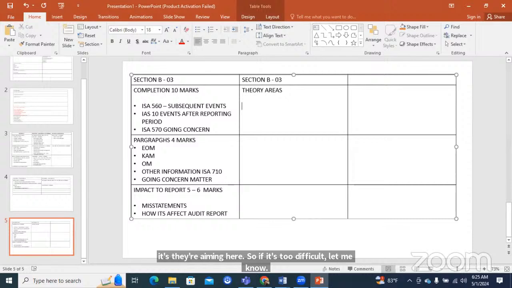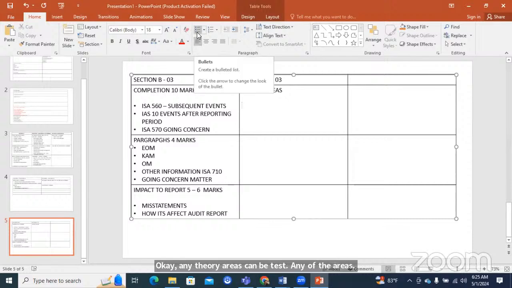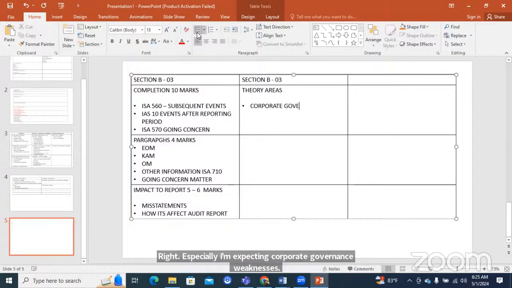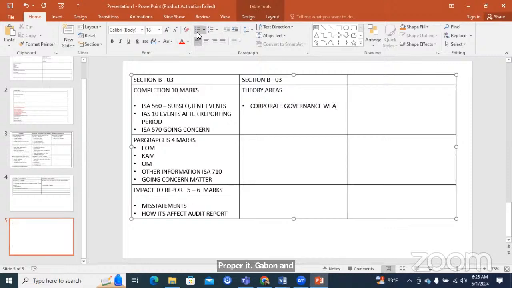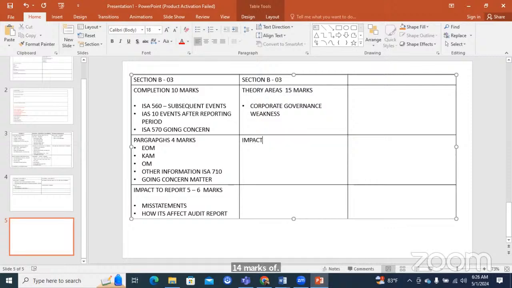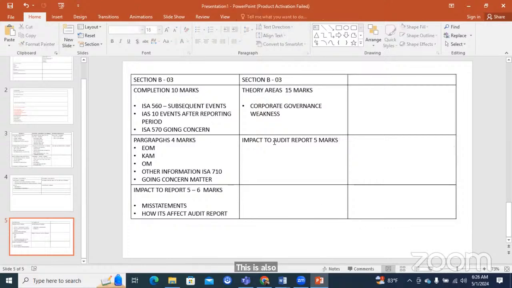Any theory areas can be tested. Especially, I'm expecting corporate governance weaknesses. That is possible. For how many marks? Maybe 14 or 15 marks. Plus, the next one is impact to audit report for 5 marks. This is also a possible combination. But impact to audit report is confirmed. Always it is tested.